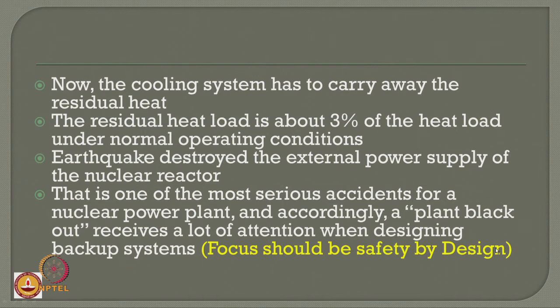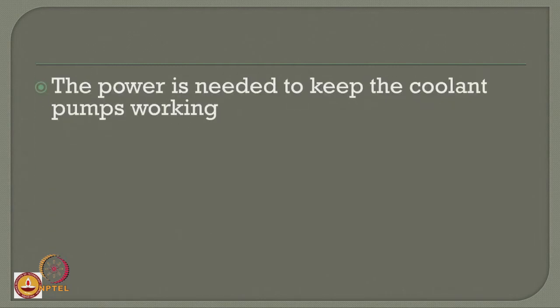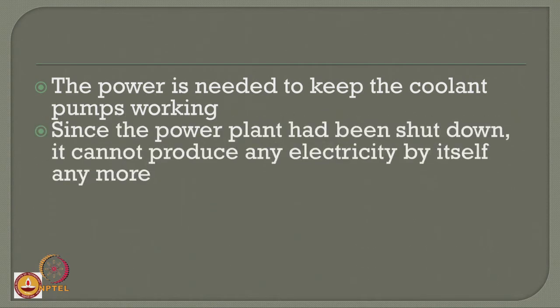So, now the plant has gone into total blackout, there is no power supply to the reactor, the earthquake has destroyed the power supply system, and the power supply system has now interrupted the cooling system which is required to cool down the system, because though the reaction is stopped because moderator rods were introduced, the cooling is not happening because the heat cannot be controlled as there is no power supply. Now, the power is required to keep the coolant pumps working, and you have no external power. Since the power plant had to be shut down, it cannot produce any electricity by itself. So, there is no supply of electricity from the nuclear power plant either, because the plant is stopped.